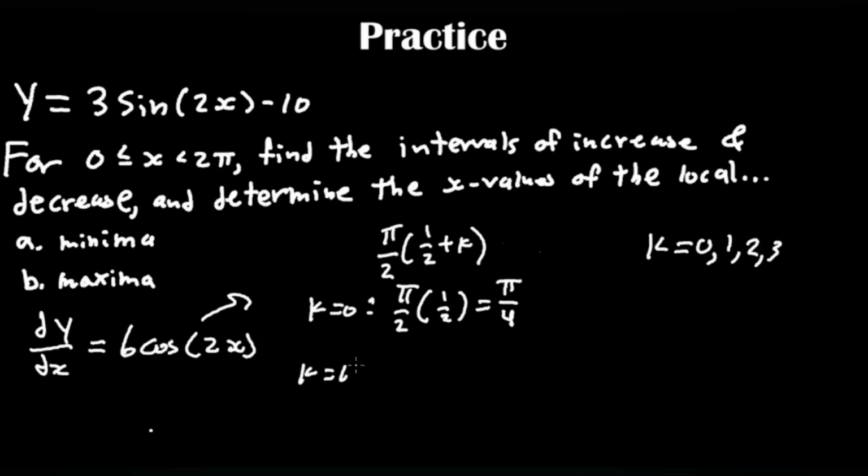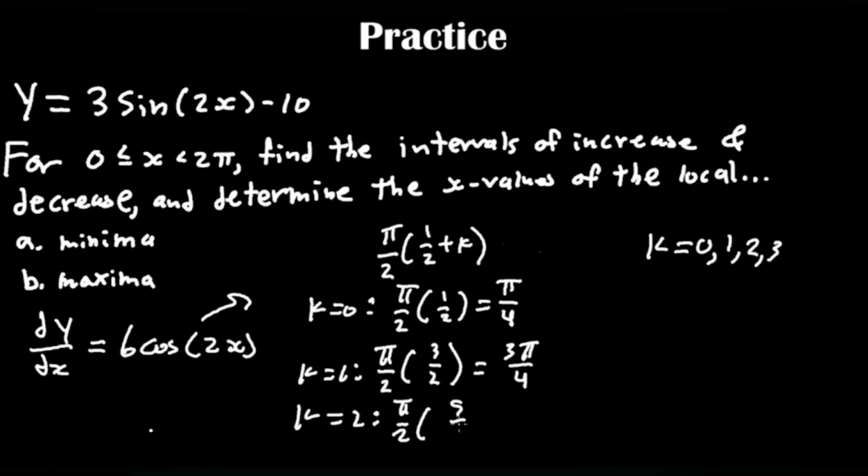K equals 1. We get pi over 2 times 1/2 plus 1, that's 3/2. So we get 3 pi over 4. K equals 2. We get pi halves times 5 over 2. That's 5 pi over 4. And a similar process goes for k equals 3. You get 7 pi over 4.